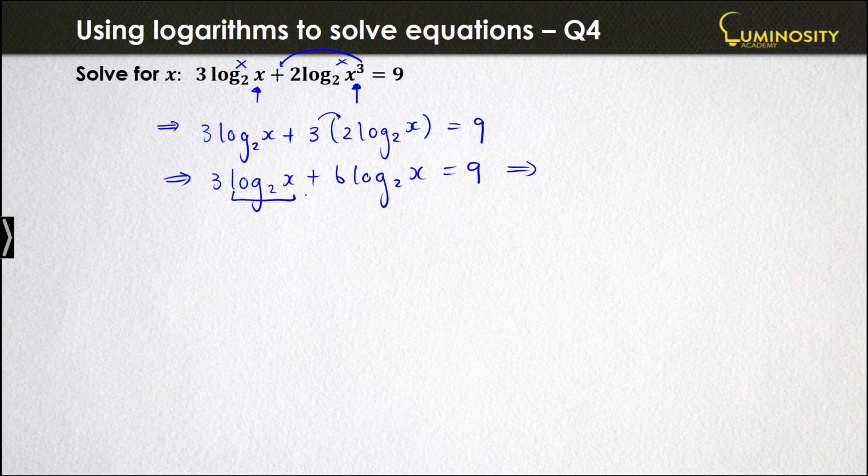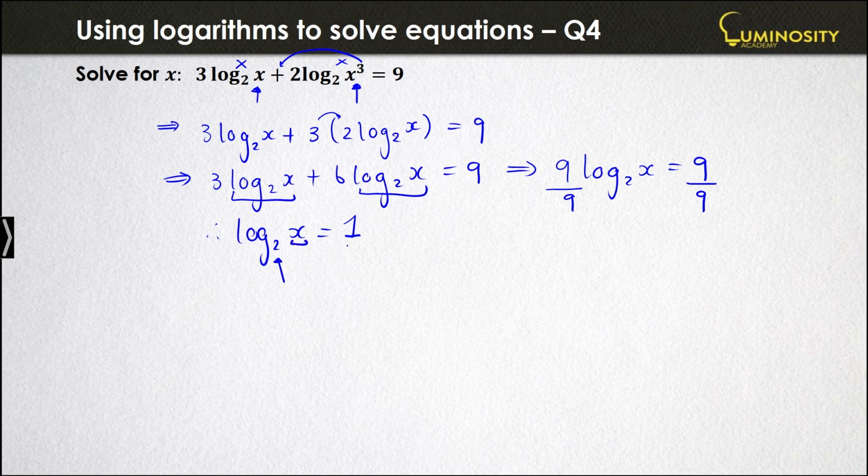Now, these are like terms, log base 2 of x, and I have 3 plus 6 amounts. So therefore, I have 9 amounts of log base 2 of x equals 9. I can divide both sides by 9 here, and therefore get log base 2 of x equals 1. Now, a logarithm says, how do you get this number here? You take the base and you raise it to this exponent. Therefore, x is equal to 2 to the power 1, which is just 2. And that's a positive number, as we expected.